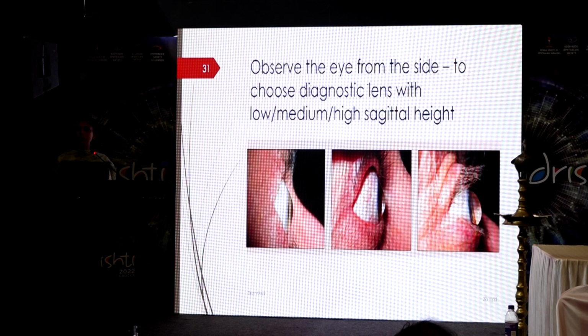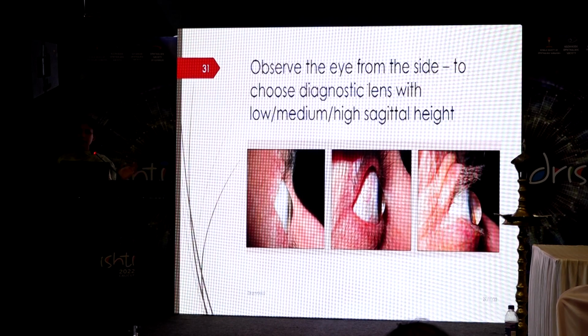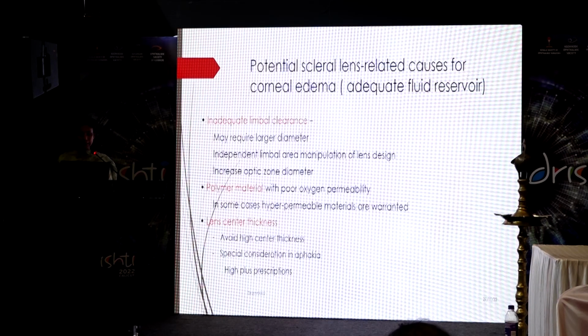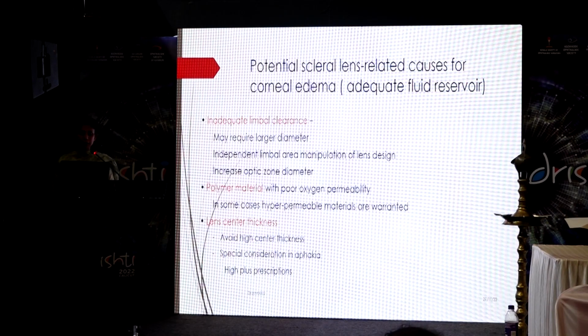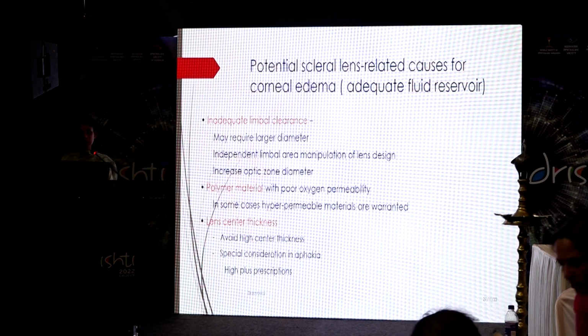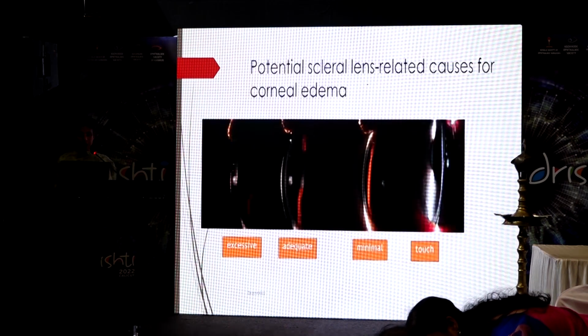Sometimes there is so much scarring over the cornea that a topographic picture's availability would be questionable. In that case, you just have to look at the profile of the cornea and choose your lens from the trial kit. There could be some potential scleral lens related causes for corneal edema, like inadequate limbal clearance, a material related issue, or a central thickness issue. So you need to troubleshoot based on what is causing that corneal edema and take the necessary measures.